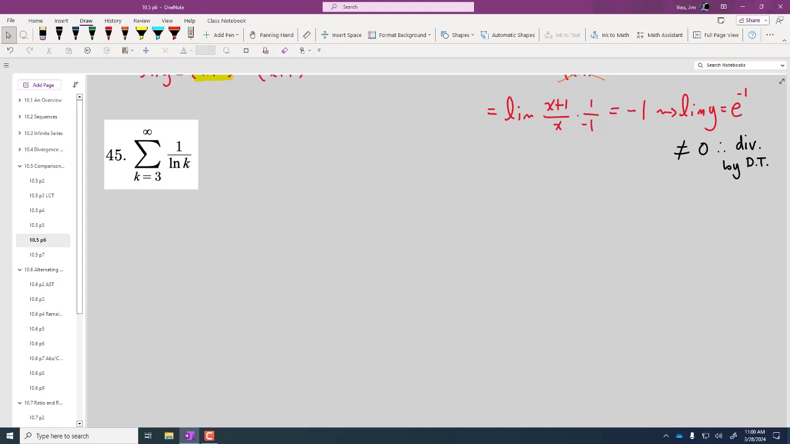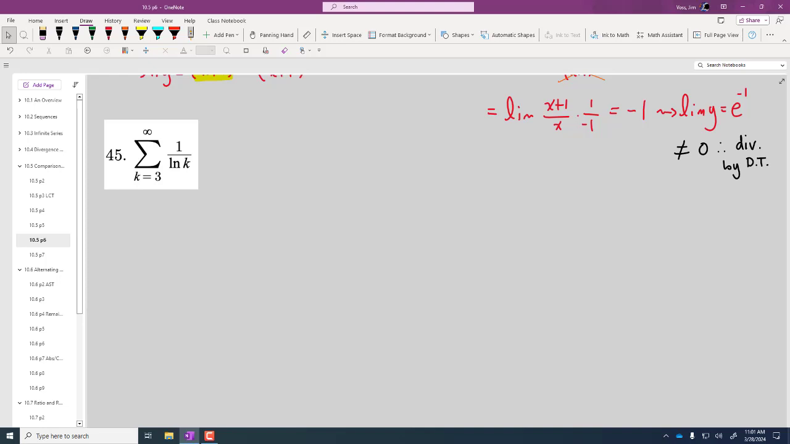Integral test. Do you know how to integrate that? No. We have integrated natural log of x using integration by parts, but we have not integrated 1 over natural log of x. So the integral test is going to get really ugly really fast. If it was 1 over x ln x, then we could integrate it easily.